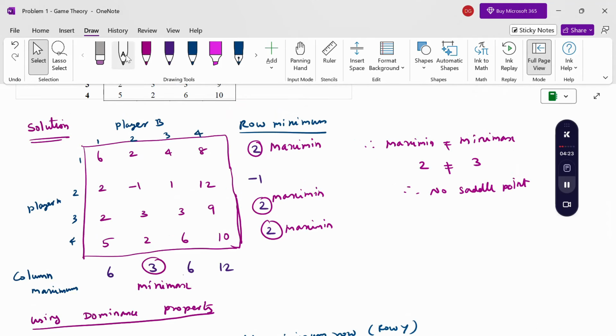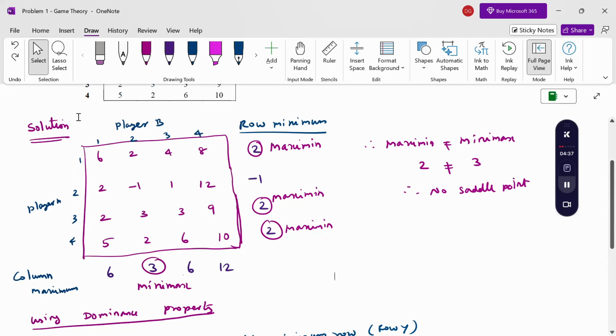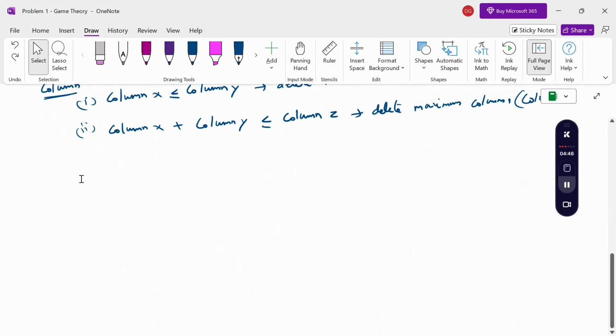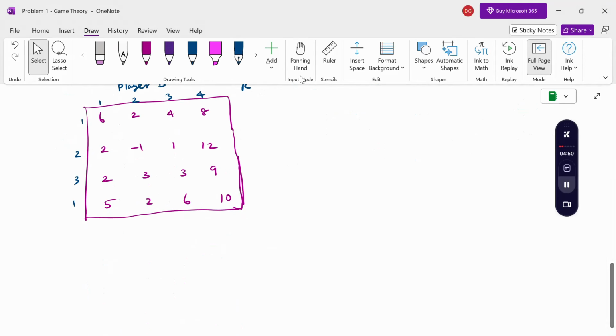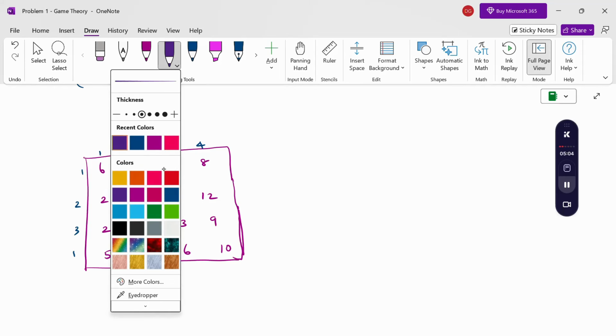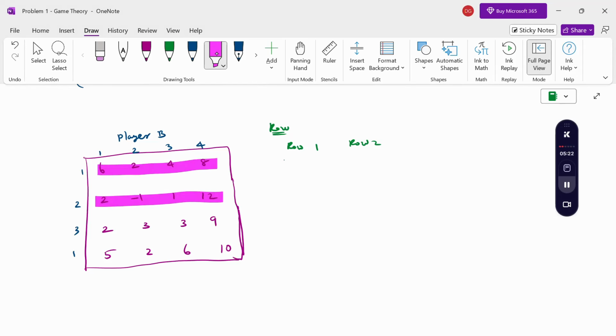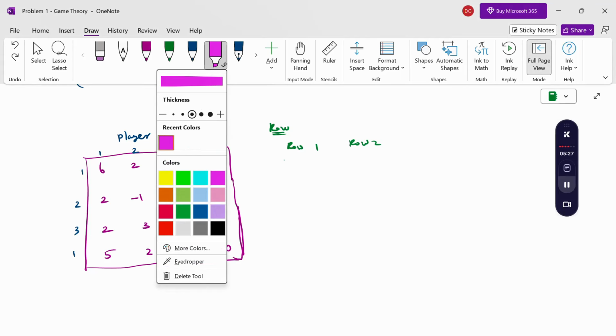Therefore now see this problem. I am taking this problem data here. First I am going to check row wise. I am taking row 1 and row 2 comparison, the two rows compared.